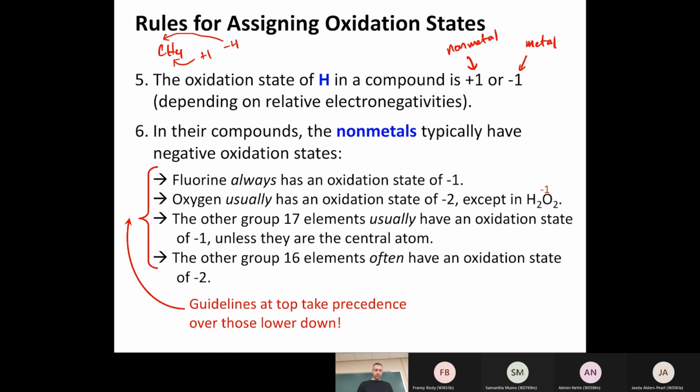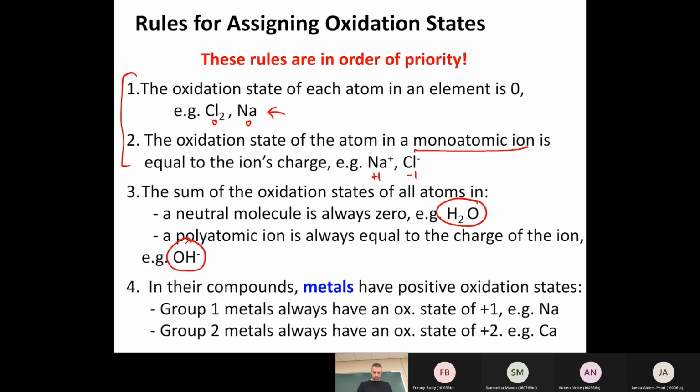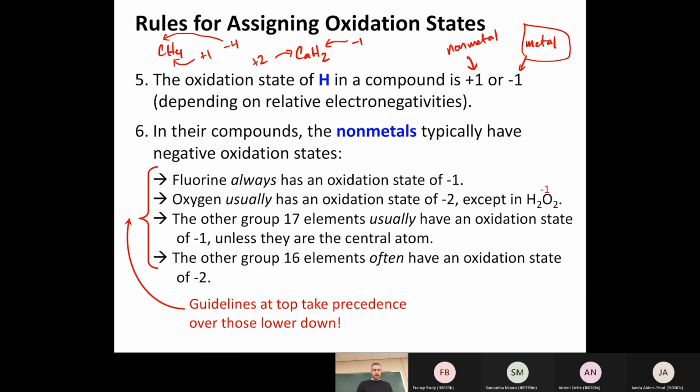An example where hydrogen would be negative would be something like calcium hydride, where in this case it's bonded to a metal. So we would say the hydrogen is -1 and the calcium is +2. And it's +2 because rule number 2 here says that group 2 metals are always +2. And these add up to give you the charge, which is an oxidation state of 0. So is that -1 to -2? It's -1 per hydrogen, so a total of -2 because there's 2 of them.